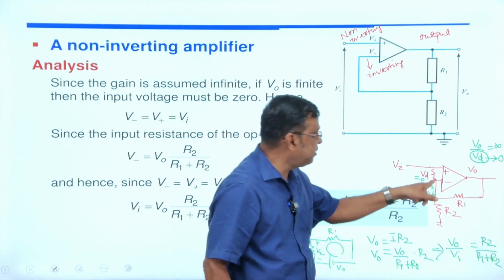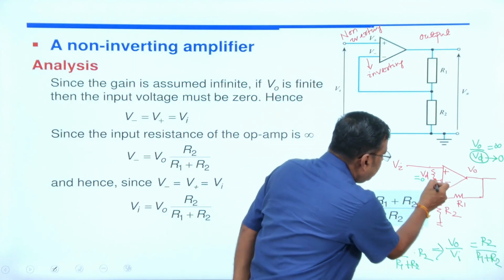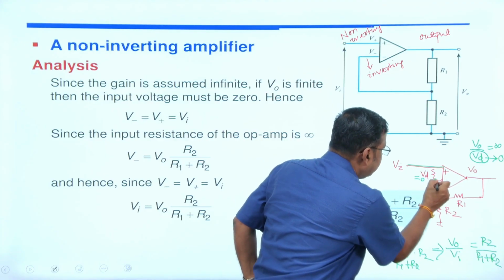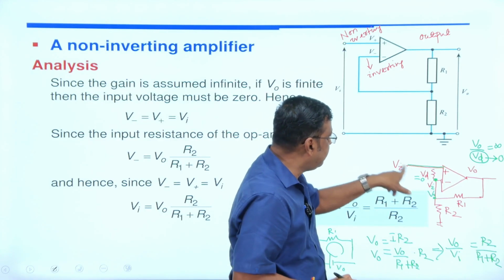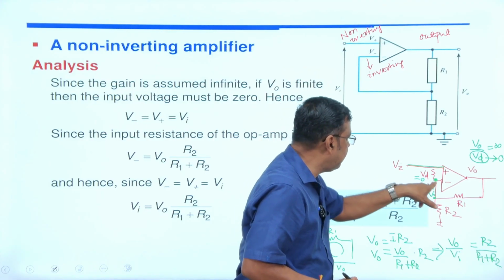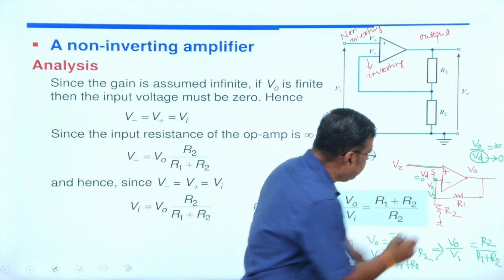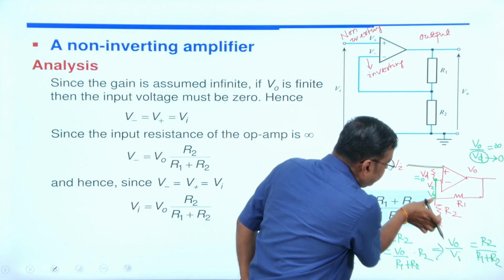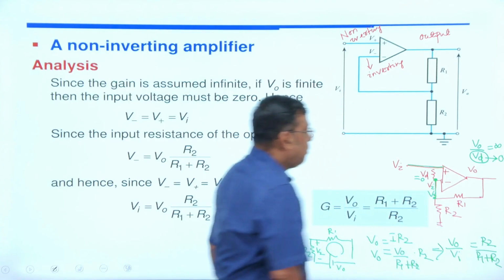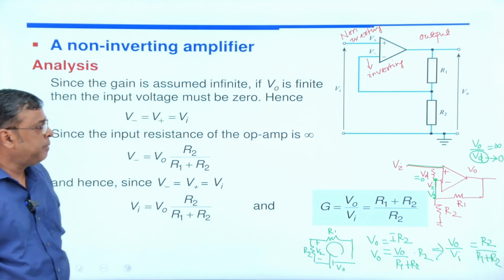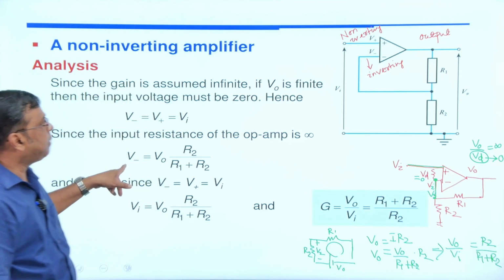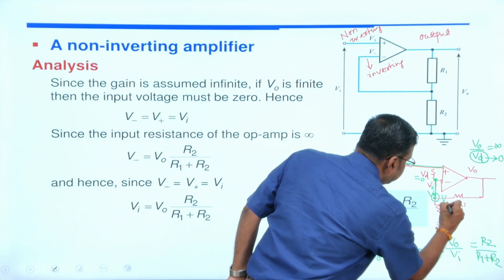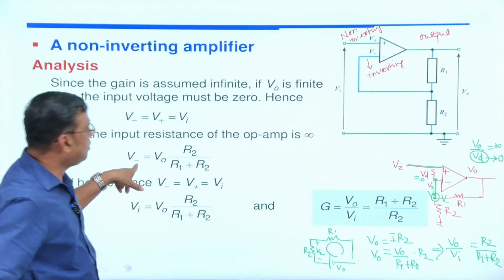If this voltage must be 0 here, that is what? Suppose this is Vi, this terminal is Vi. Your Vd equal to Vi minus Vi. Since this is Vi, this voltage is also Vi. This is short circuited, this is also Vi. So that's why this voltage you have to find out, because we are going to find out the gain V0 by Vi. So this terminal is nothing but V minus. So V minus equal to what?